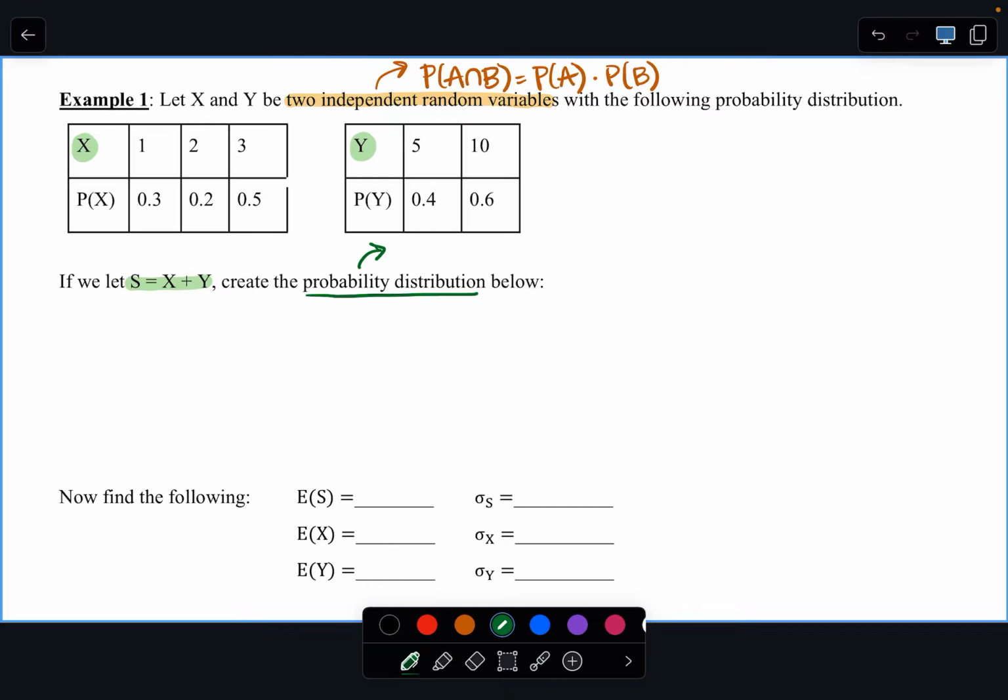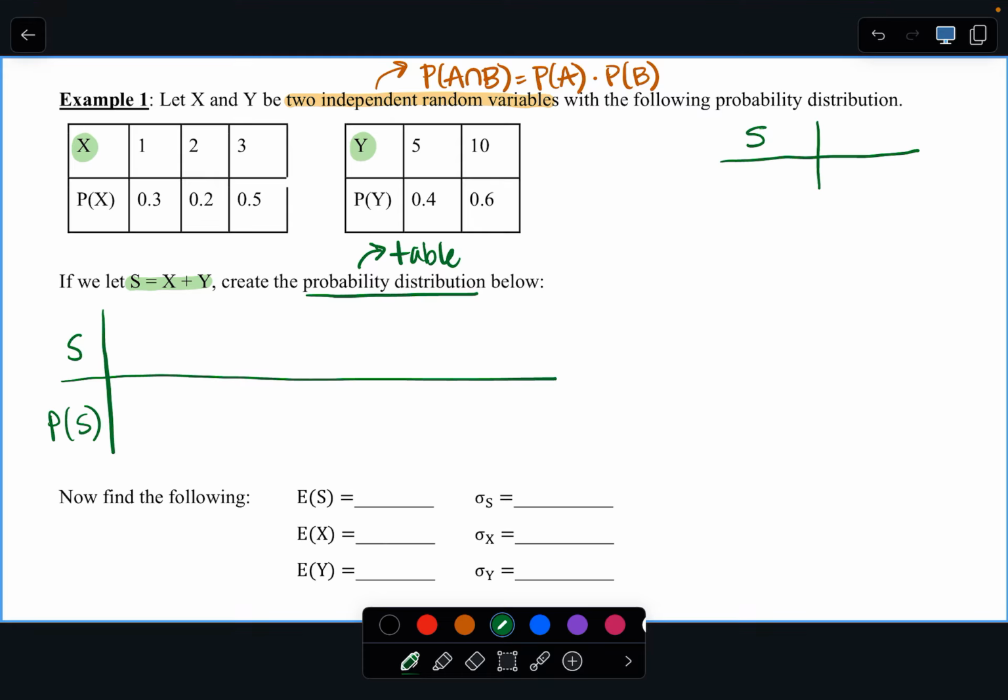The first question says to create a probability distribution. Remember, anytime you see this, all they want you to do is make a table. So I need to make a table where I have my outcomes S and my probabilities of S. Before I fill in this table, I have to figure out what outcomes I would get when I combine these two data sets together. This isn't something you always have to write out, but I'm going to write it off to the side for notes.